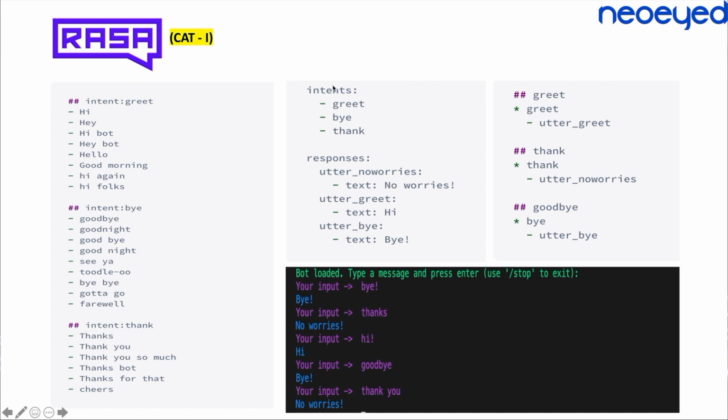Then you define, if this is the intent, what response I should give. If someone says bye, I should say bye. If someone greets, I should say hello or how are you or hi. So this is the response you define, and then you stitch them together. This is called intent, this is called utterances, and this is called stories. In a story you say, if there is a greet, you should respond with utter greet. If there is a thank, you reply with utter no worries. So that's how you club it together: if the user says bye, the bot says bye; the user says thanks, the bot says no worries.